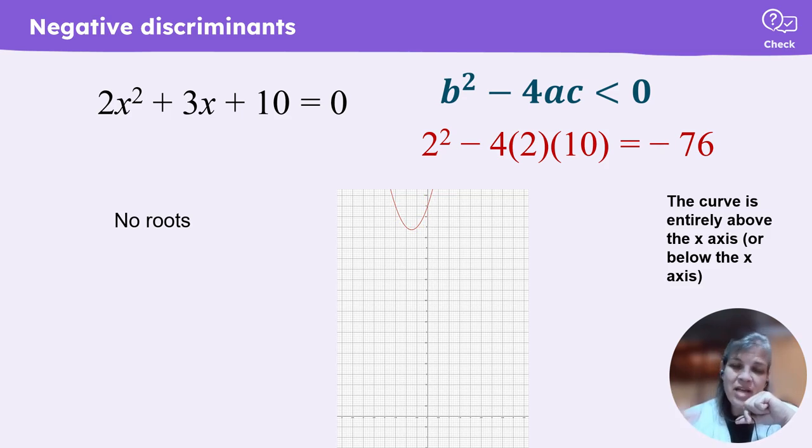So the curve is entirely above or below the x-axis if you have a negative discriminant. And that means that the x-axis and the curve don't interact at all. That's why there's no real roots.